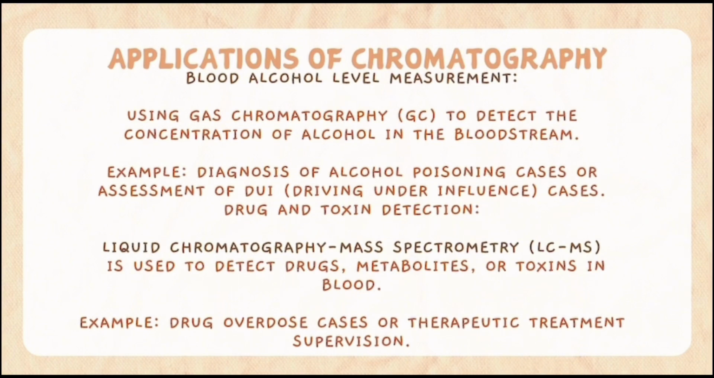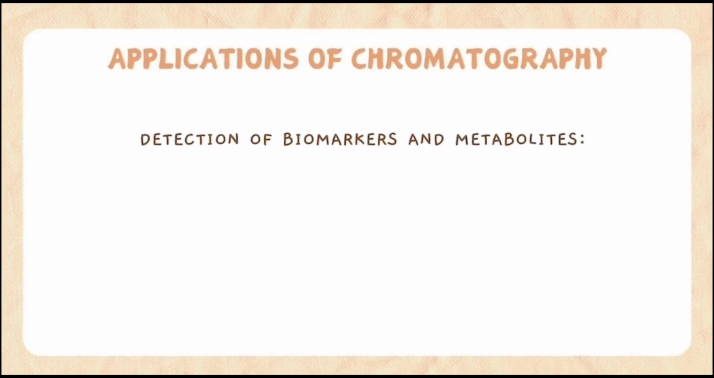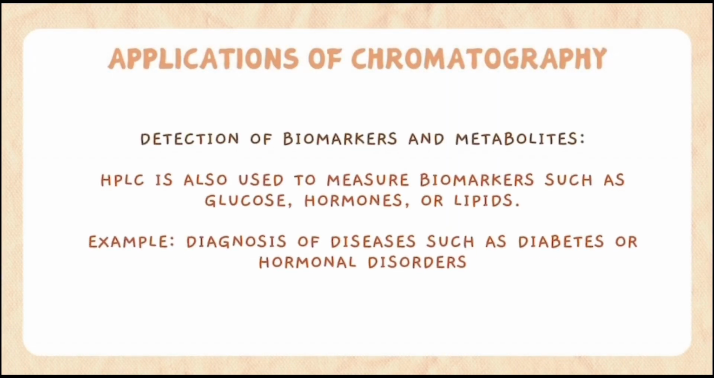Drug and toxin detection, such as liquid chromatography mass spectrometry, LCMS, is used to detect drugs, metabolites, or toxins in blood. Example, in drug overdose cases and therapeutic treatment supervision. Also, it detects biomarkers and metabolites. HPLC is used to measure biomarkers such as glucose, hormones, or lipids. Example, diagnostic of diseases such as diabetes, or hormonal disorders.